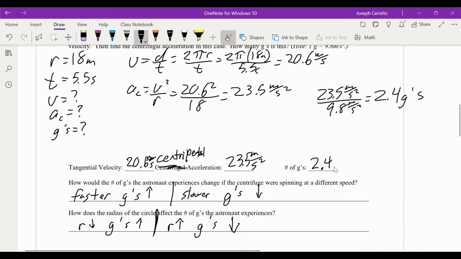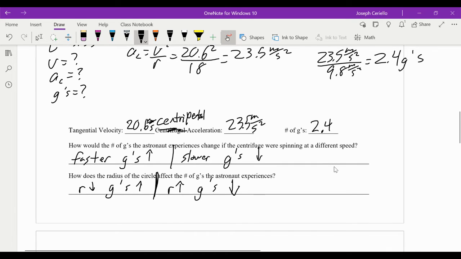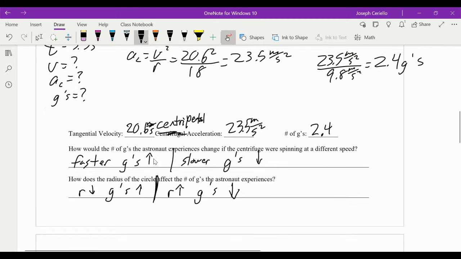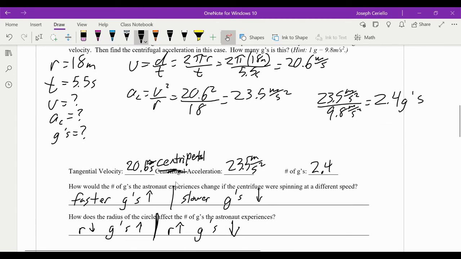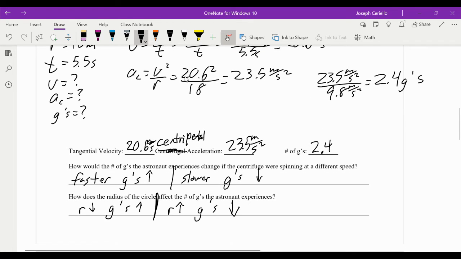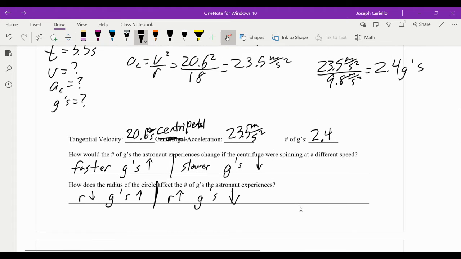How would the number of g's the astronauts experience change if the centrifuge were spinning at a different speed? Well, if it were spinning faster, so if v were greater, the centripetal acceleration would go up. Therefore, the number of g's would go up. Slower, the centripetal acceleration would go down. Therefore, g's would go down.